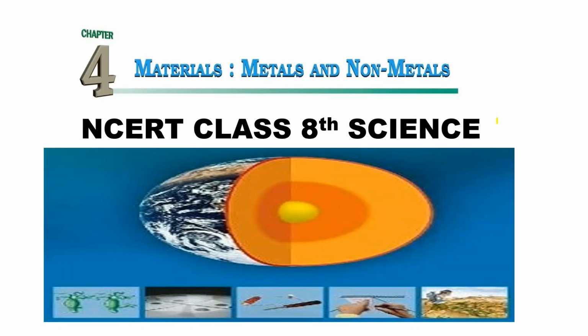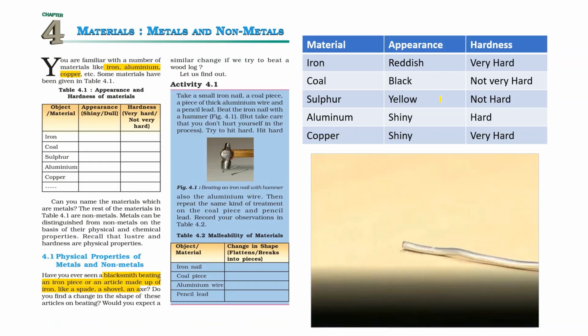Hello everyone. We are going to discuss Class 8 Science NCERT Chapter 4, Materials: Metals and Non-Metals. So first of all, we will see what metals and non-metals are.